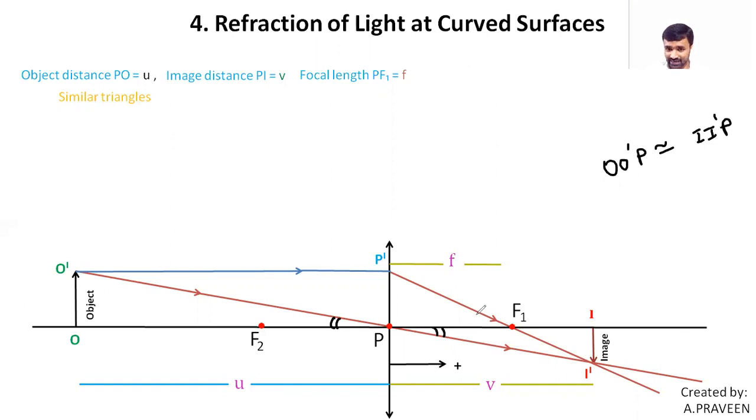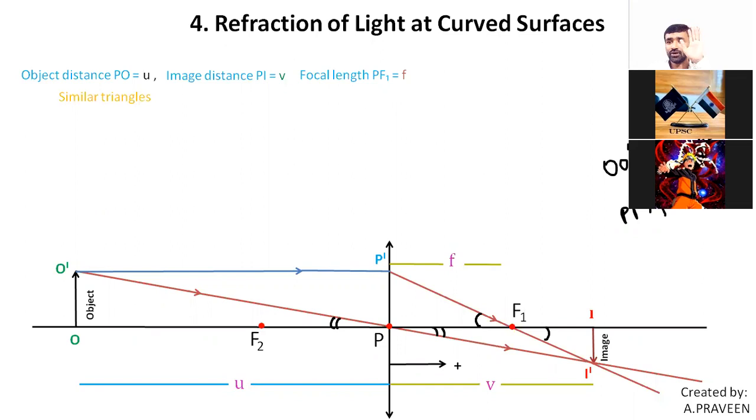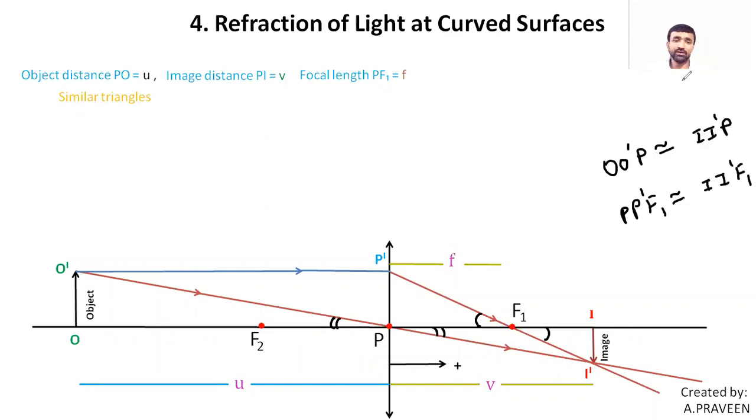Then one more similar triangle is there with opposite angles. This triangle is similar to this one. What are the triangles here? P'F1 is similar to triangle I'F1. Clear, everyone? Are you clear with this? Yes. Right. Now we'll go for another.